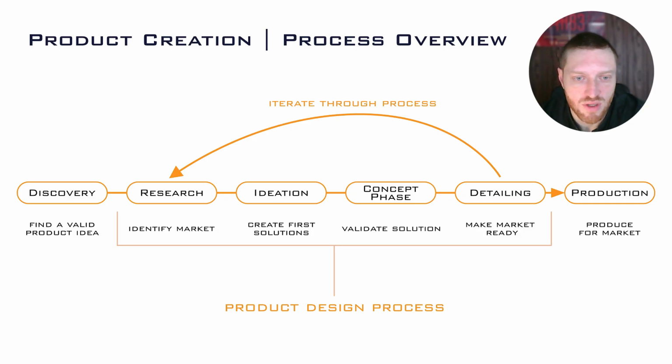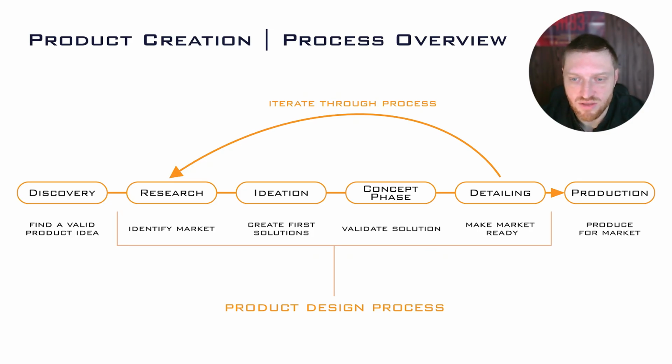This is the process overview. I use this process because this is the familiar process and system that I'm used to as a product designer. So we have a discovery stage, research, ideation, the concept phase, detailing, and production, right? So in the discovery stage, it's all about finding a valid product idea that you will turn into the product. The research phase is about identifying the right market and the right niche, looking into the potential target groups, end users, consumers. In the ideation phase, then we will actually start thinking about creating our first solutions for the problem that we identified, and we further develop it in the concept phase, we validate it, create prototypes.